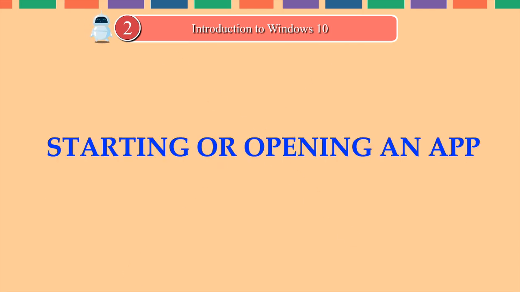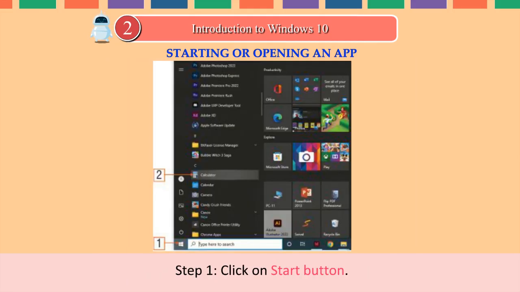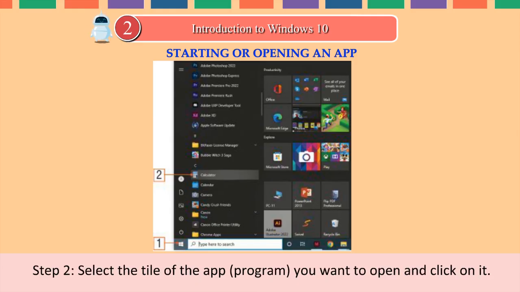Starting or opening an app. To open an app, follow the steps given below. Step 1. Click on Start button. Step 2. Select the tile of the app or program you want to open and click on it.